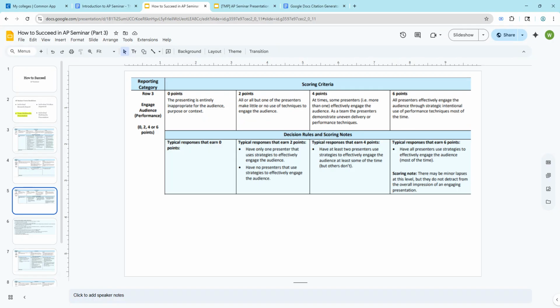Now let's go to row 3. Engage audience, or your performance, your stage presence. 6 points. All presenters effectively engage the audience through strategic, intentional use of performance techniques most of the time. Typical responses that earn 6 points have all presenters use strategies to effectively engage the audience most of the time. Scoring note: there may be minor lapses at this level, but they do not distract from the overall impression of an engaging presentation.